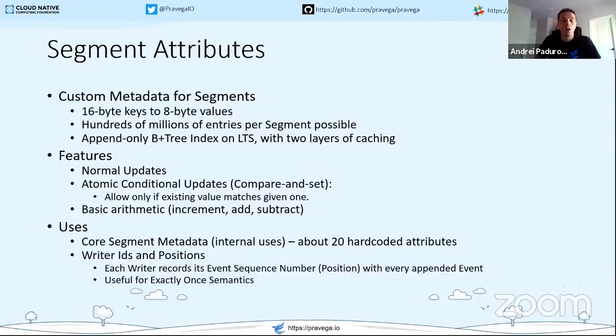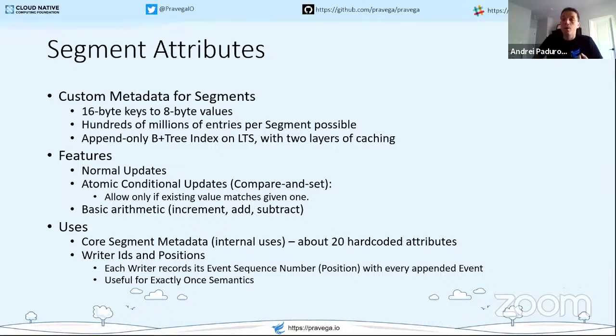Okay, well, I just mentioned use cases. So what do we use this for? We have some core segment metadata, internal uses, and some of this is segment metrics. How many events do we have in there? How many different writers do we have, and so on. And this is good for all scaling purposes. We have about 20 hard-coded attributes used for various reasons.